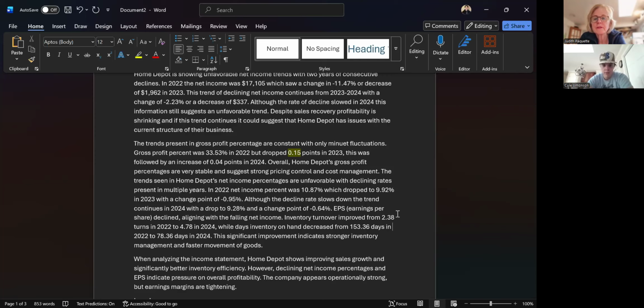Good. It was 10.3, which dropped to 9. I like that sentence. And I wouldn't worry about the change of 0.95%. Try to keep your writing consistent for each line. I wouldn't worry about the net change for the ratios. I would say it dropped to whatever the new ratio is, and then it recovered slightly to this ratio.